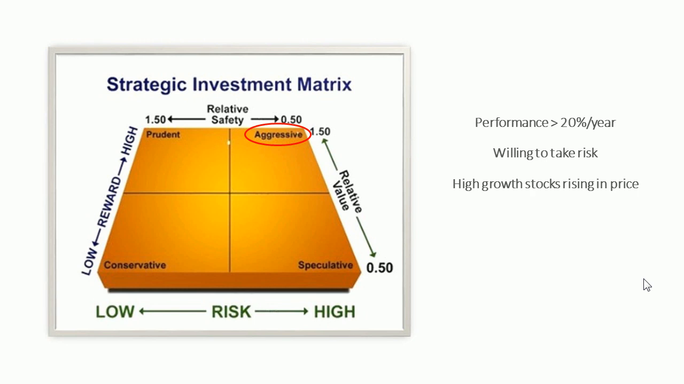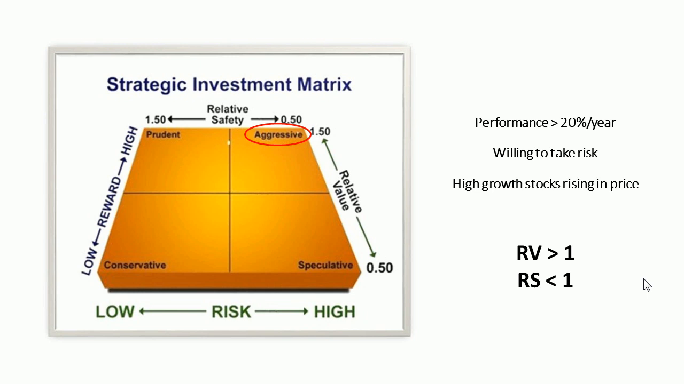Aggressive investors want high performance, generally looking for capital appreciation greater than about 20% a year, and they are willing to take on substantial risk to get them there. They're looking for big gainers in stocks with tremendous upside potential. They typically like high growth stocks that are rising in price. Now, these stocks are categorized by high relative value, low relative safety, and also high relative timing. They want the stocks to be rising in price.